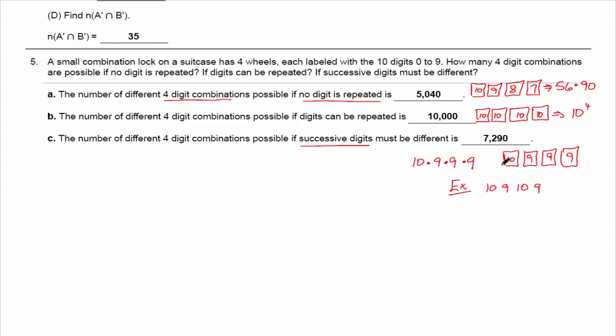So there's 10 choices for the first one. Once I picked one, there's only 9 left. Once I picked one here, there's still the first one back in the pool, and so there's 9 to pick from. Once I pick this position, there's again 9 left in the pool, and so I've got 10 times 9 times 9 times 9, which is 7,290.